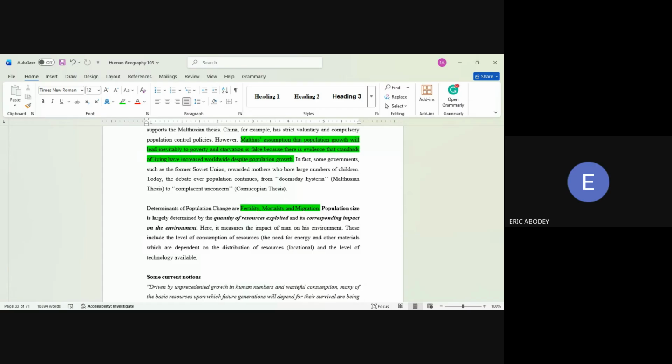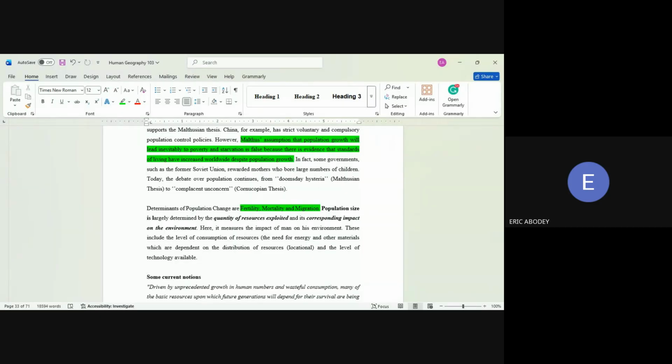So, determinants of population change. There are three key factors that determine whether population will increase or decrease. One of them is fertility. Number two, mortality. And then number three, migration. These are the three fundamental causes of a rise or a decrease in population.